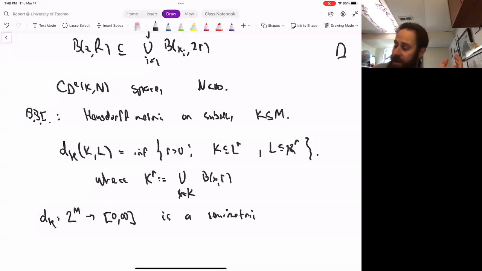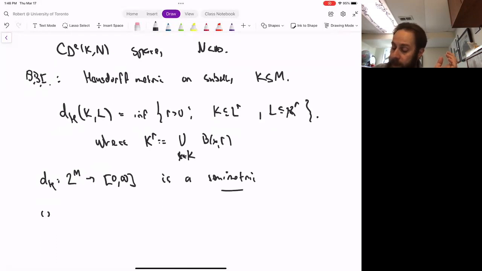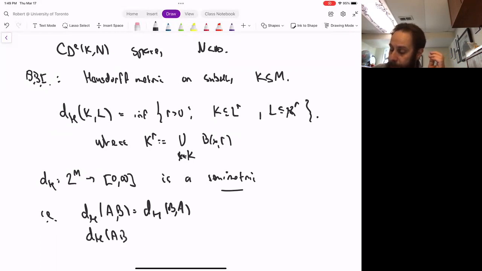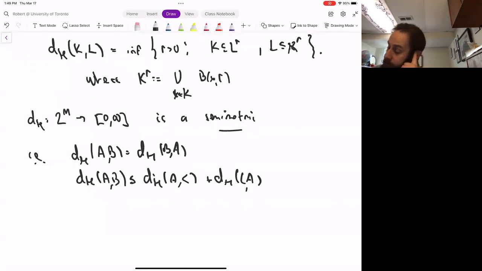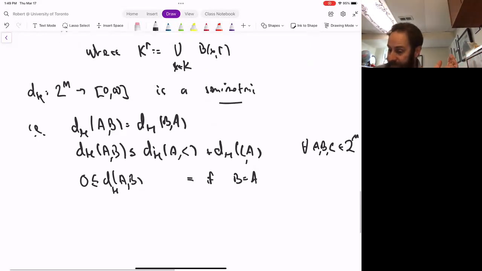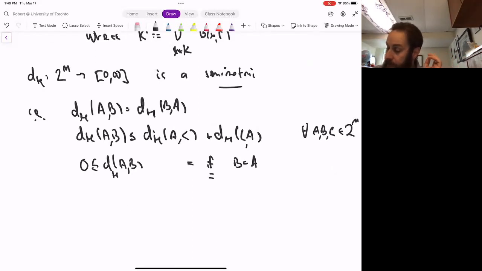and so what it means to be a semimetric is that it is symmetric, i.e. d_H of A, B is d_H of B, A, and it satisfies the triangle inequality for all A, B, and C, which are subsets of M. And it's non-negative, with equality if B equals A, but maybe not if and only if. So that's what it means to be a semimetric. If this was if and only if, it would be a metric distance.